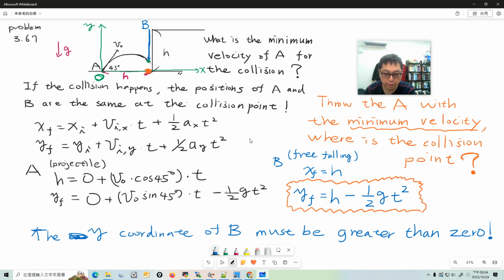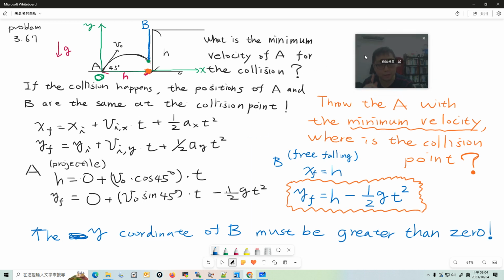Okay, just think about this question yourself. If I throw the ball at A with minimum velocity, the collision point is here at the orange point. This means the y coordinate of B must be greater than zero, right? Think about this statement.